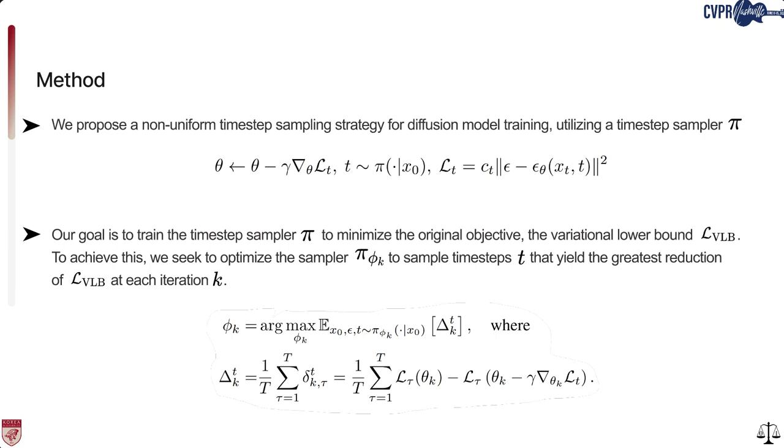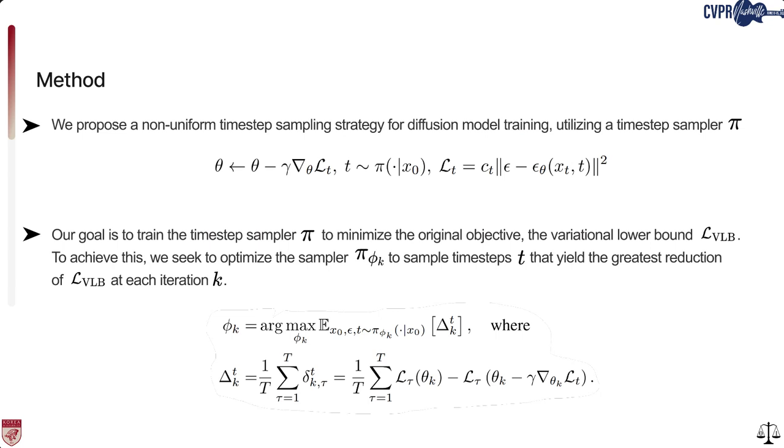Building on the need for a non-uniform time step sampling scheme discussed in the previous slides, this section introduces an adaptive time step sampler pi designed to enhance the training efficiency of diffusion models. We present a method for jointly training this sampler with the diffusion model in an online manner. Our goal is to train the time step sampler pi_phi to minimize the original objective, the variational lower bound L_VLB, as effectively as possible within a finite number of training steps.